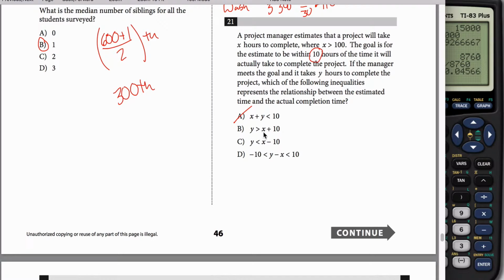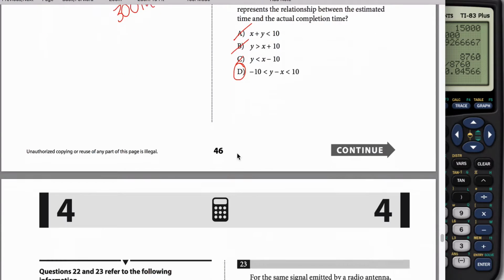Y has to be greater than 10 more than X? No, that doesn't make any sense. Y has to be less than 10 less than X? No, that doesn't make sense either. D here, either by process of elimination or because this difference right here, Y minus X, has to be a small number. It has to be less than 10, and also greater than negative 10. It has to be some number between negative 10 and positive 10. D would be the answer there.